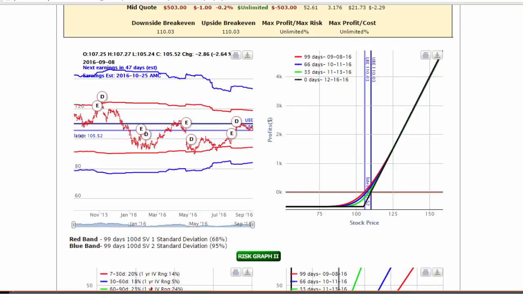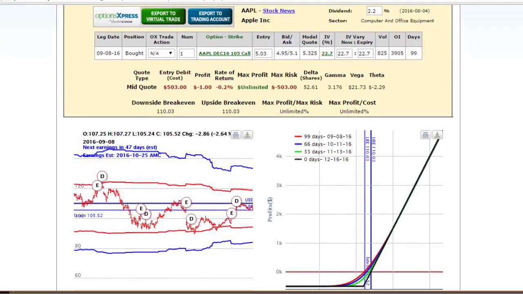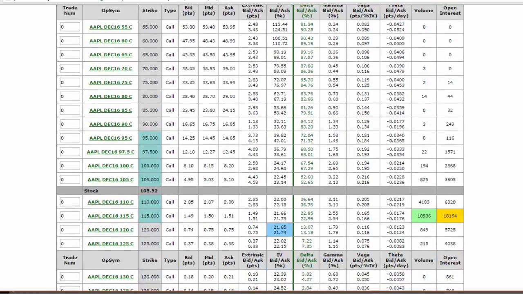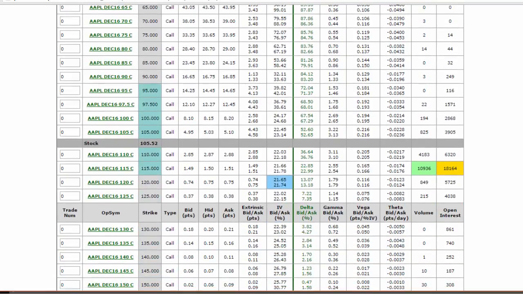Okay, so we've looked at a deep in the money option. I think it was a 95 call. And remembering that Apple right now is at 105, we looked at the at the money option, which is a 105 call, an option that's mimicking pretty close to where the stock price is. Now what I want to do is look at an option that's a little bit out of the money, so a call option that is going to be higher than where the stock price is right now.